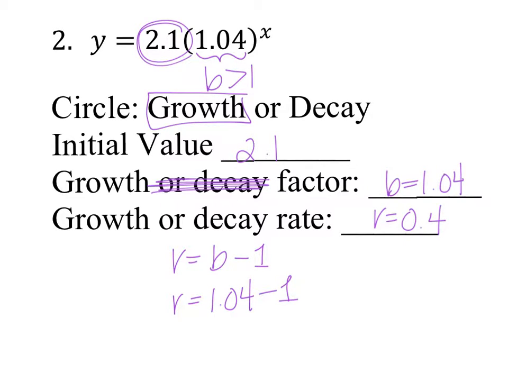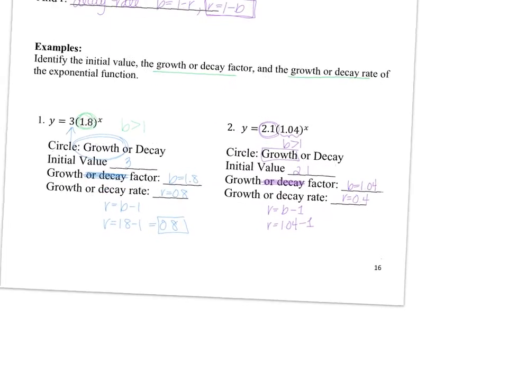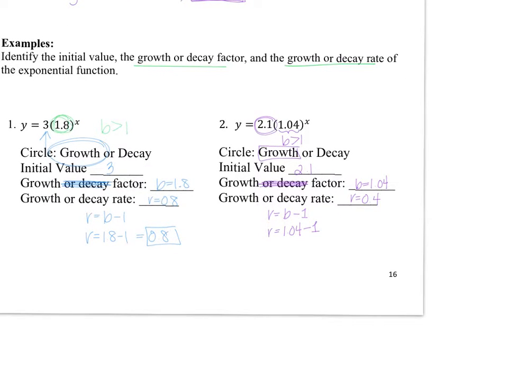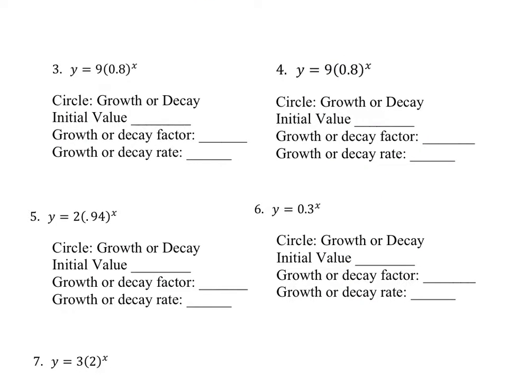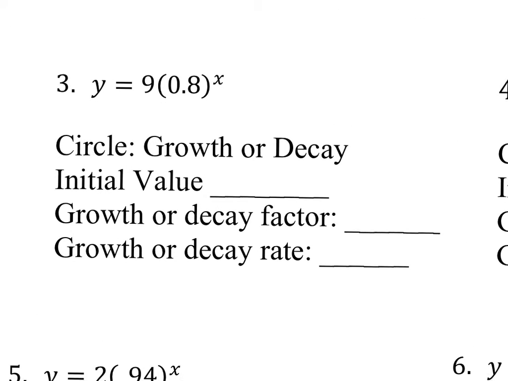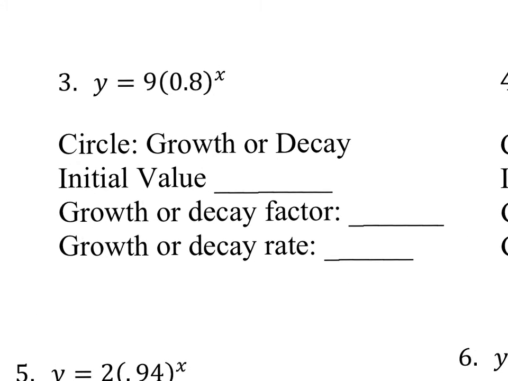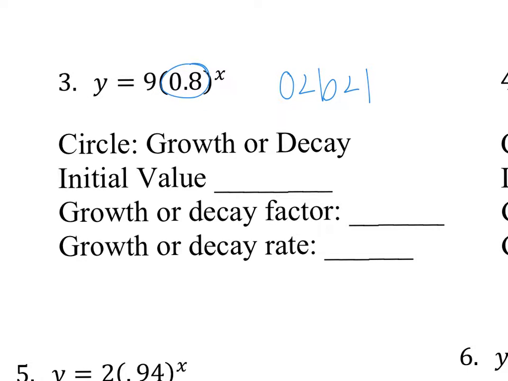Okay, so let's go ahead and turn the page and do a couple more examples. Looking at number 3, am I growth or decay? Well, I have 0.8, so b is between 0 and 1. So it's going to be decay. My initial value, again, is what comes first, which is 9. My growth or decay factor is the b value, and b equals 0.8.